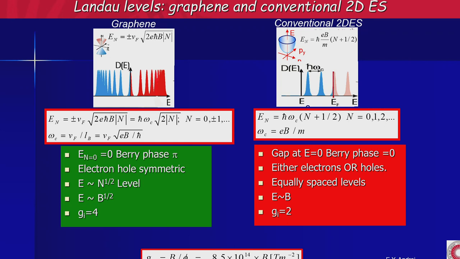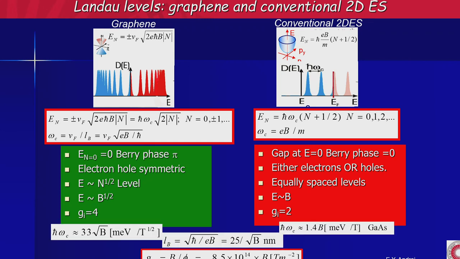Okay, so let me summarize. There is a Landau level at zero energy in graphene, and that is a reflection of the Berry phase of pi. It's electron hole symmetric, more or less. Energy goes like square root of n, square root of B. And the internal degeneracy is 4 for spin and valley. To contrast that with non-relativistic electrons, there is a gap at zero energy, and that is because the Berry phase is zero. It's a trivial system. Equally spaced levels, the levels are linear in magnetic field, and the internal degeneracy is 2 because there's just spin there.